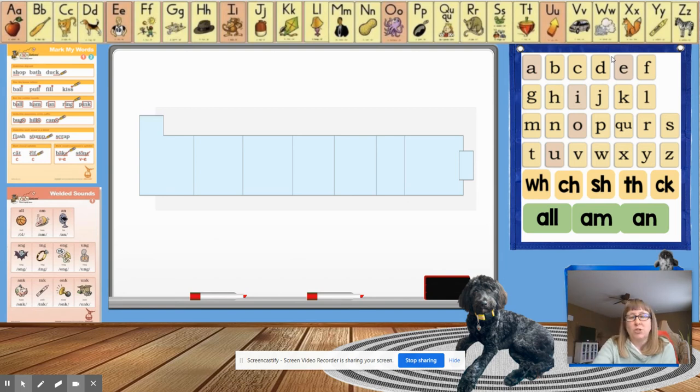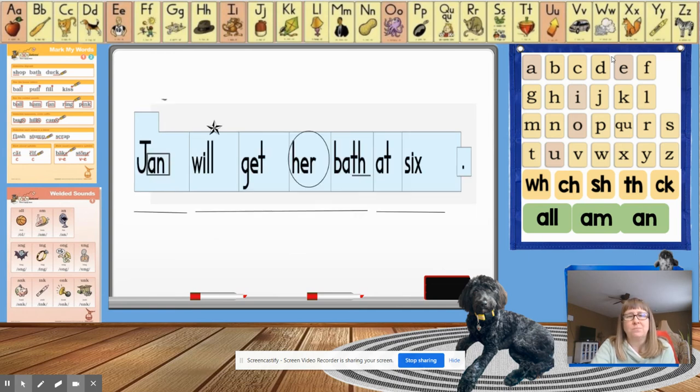Okay, I'm going to show you the sentence and you're going to have to check it. Don't forget to make sure you've marked your sentence. So you've written, Jan will get her bath at 6. And you've marked everything you need to mark. Let's see. Jan will get her bath at 6. Everybody say that one more time with me. Jan will get her bath at 6.